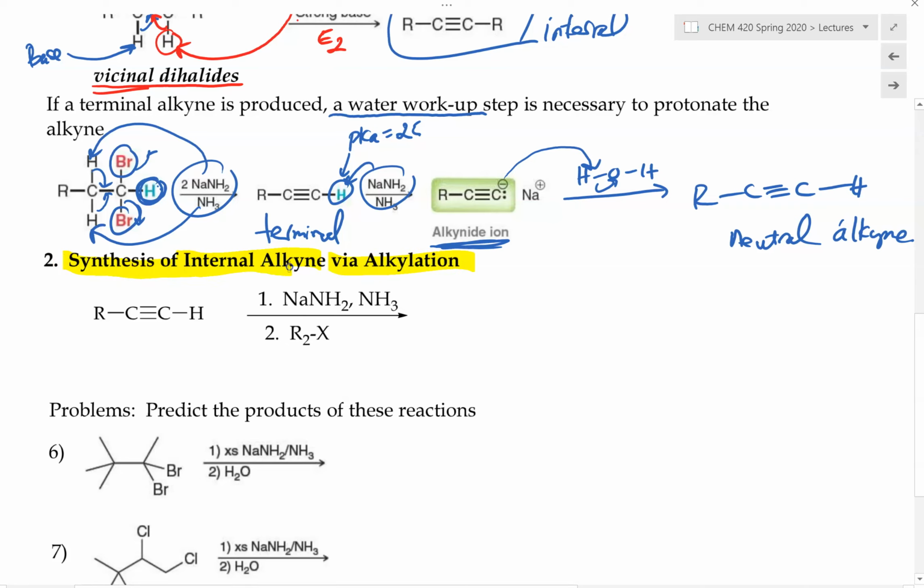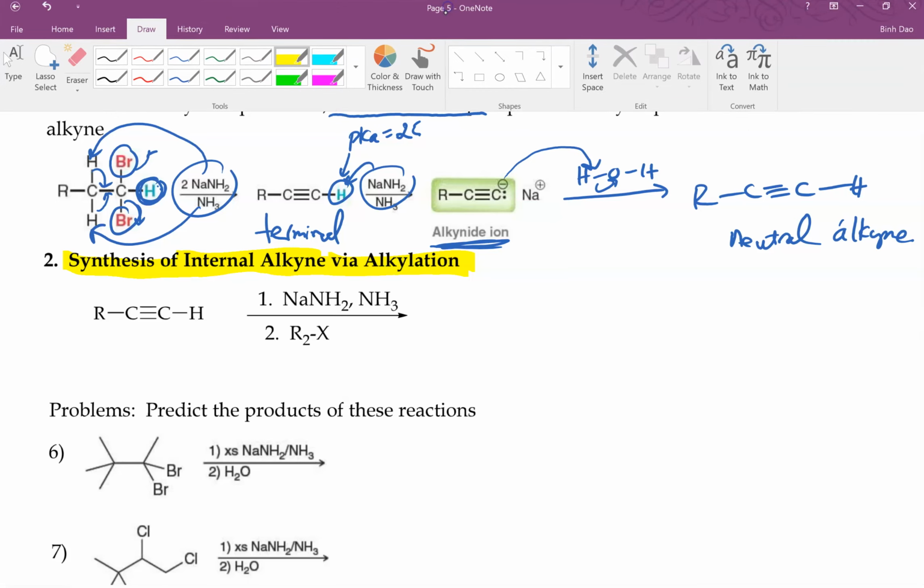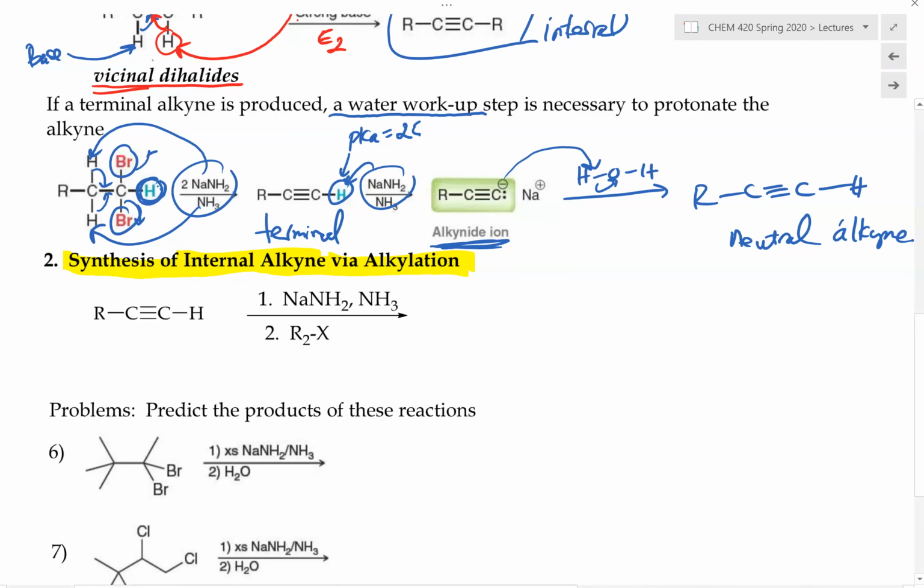So synthesis of internal alkyne through alkylation reaction. This is how we can convert a terminal alkyne into an internal alkyne. And the reaction is as follows. First, we take our terminal alkyne that has this acidic hydrogen on it, and first we treat this with sodium amide in the presence of ammonia. So we know that this will be a strong base right here. And so this will come in and deprotonate this and convert this into this alkynide product right here.